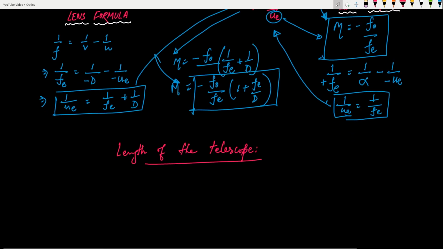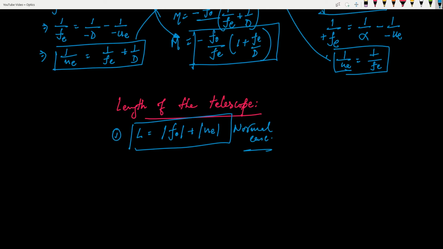So let me write it down here. That is, length is equal to magnitude of fO plus magnitude of uE. We'll not consider the sign convention because length is always taken as positive. So fO plus uE, this is the length of the telescope for the normal case. This is the normal case. So this is the first formula, which is rarely used. The most important formula that is used to solve MCQs is this one.